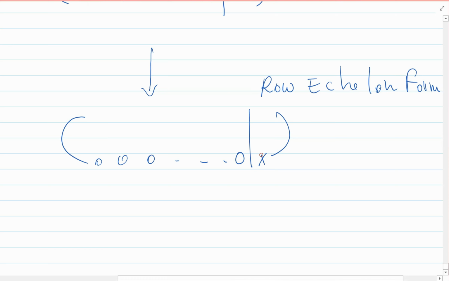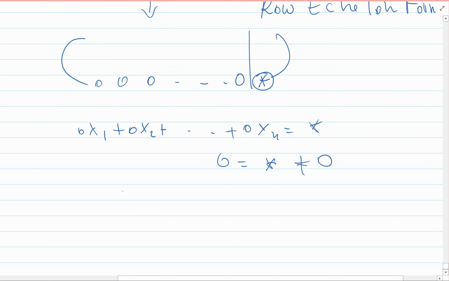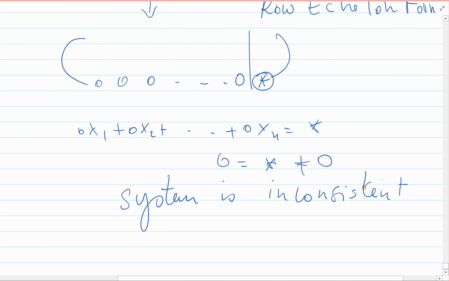What if the last number here is not 0? So what is the equation now? Look at the equation in the system. You're going to have 0 times x1, 0 times x2, all the way to 0 times xn, equal that number. Meaning you have 0 equal this number, which is not 0. So the system is inconsistent. In this case, you can conclude that the system is inconsistent. No solutions.